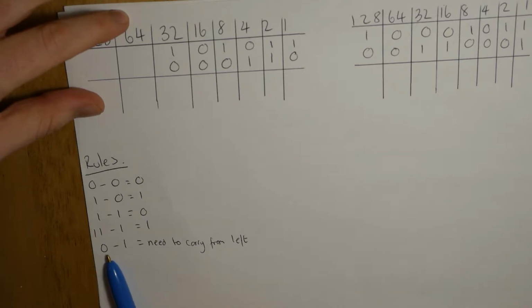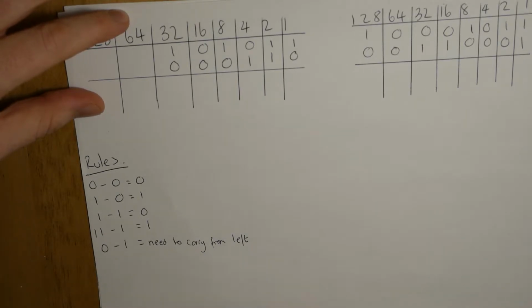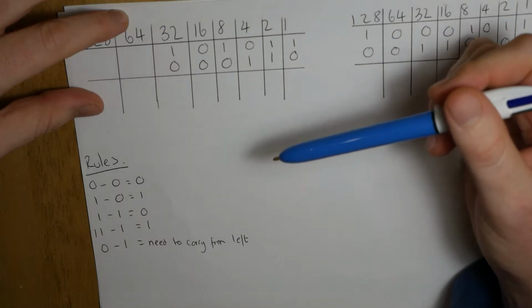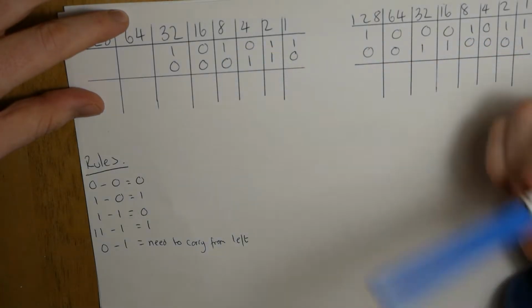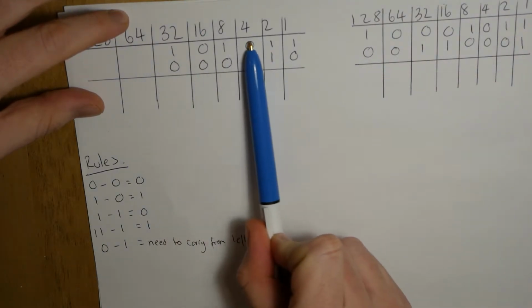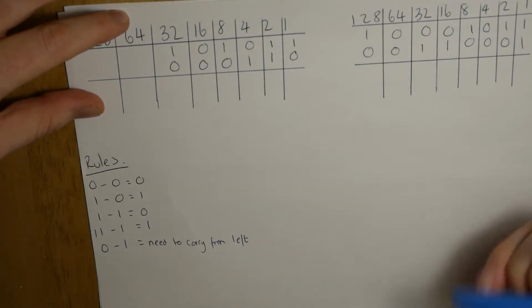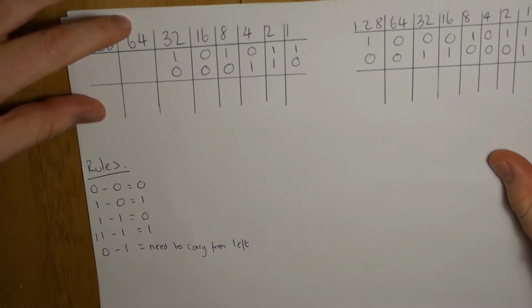And then the last one is 0 minus 1, so you need to carry from the left. So if you're unable to take away, like this number here, you're going to have to borrow from this one. Or if there isn't one here, you're going to have to keep borrowing it across. Cool, so we'll go on to the first one to begin with.